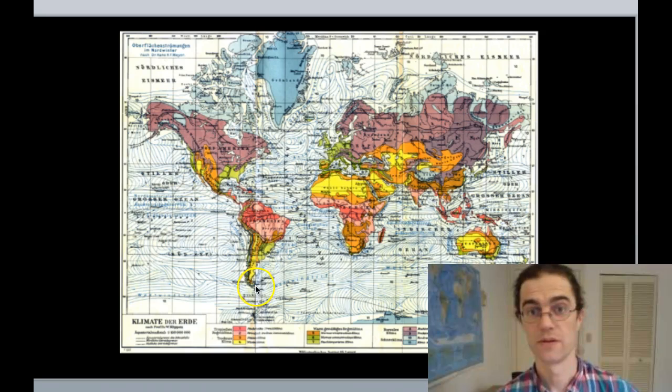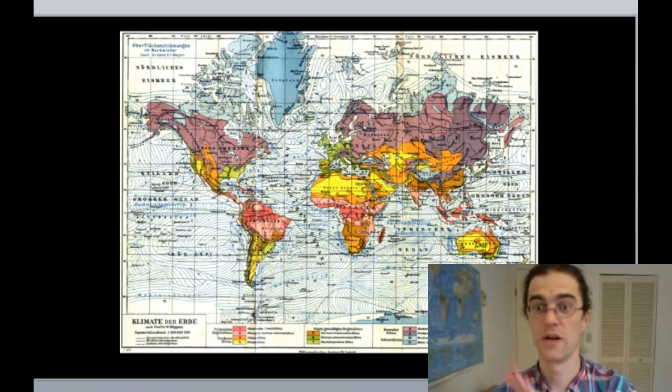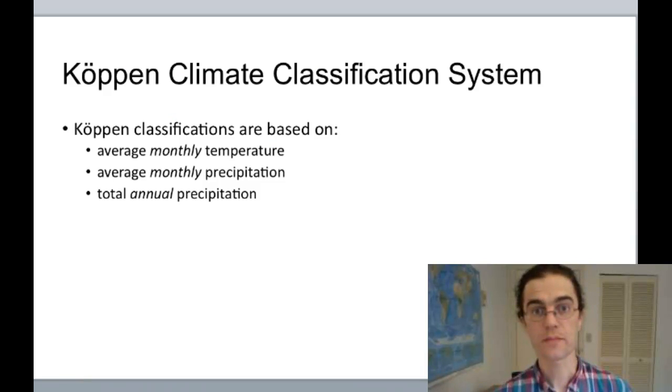But yeah, we can also see some other patterns emerging as well. More humid, wetter areas. But let's take a look at the classification system a little bit more closely, besides just trying to get an overview of the map. So there's three things that the Köppen climate classification system is based on. It's average monthly temperature, average monthly precipitation, and total annual precipitation. So that's our base. That's what we want to really understand as the fundamentals to this.